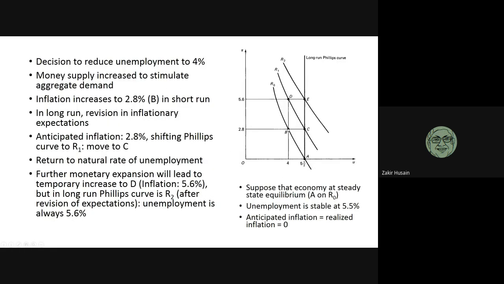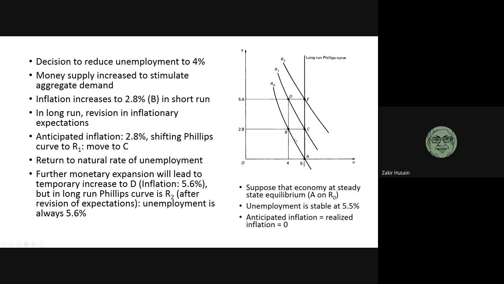You move to, let us say, B. Then at B, people start realizing that look, we have made some wrong calculations. Our expectations were wrong, and they adapt the expectations to reality. So they revise the inflationary expectations, make it 2.8, so that now the Phillips curve becomes not R0, but R1. The real variable, which is U, increases from 4 and goes back to the original level, the natural rate of unemployment, which is 5.5.